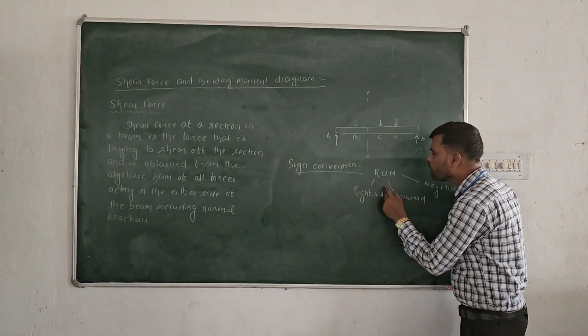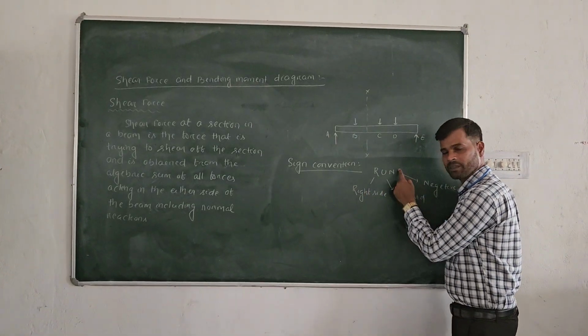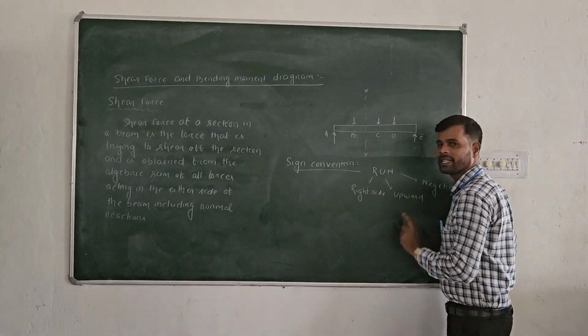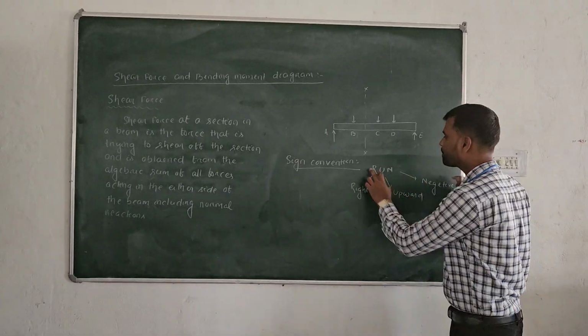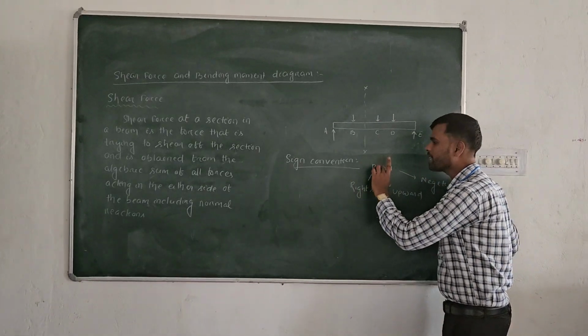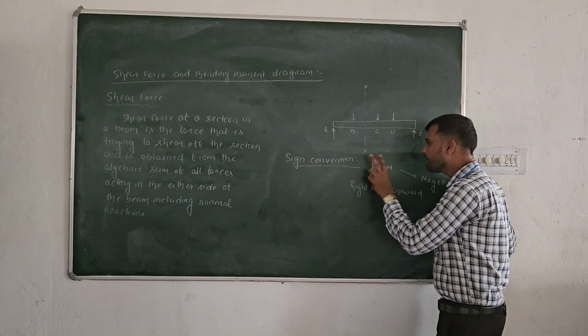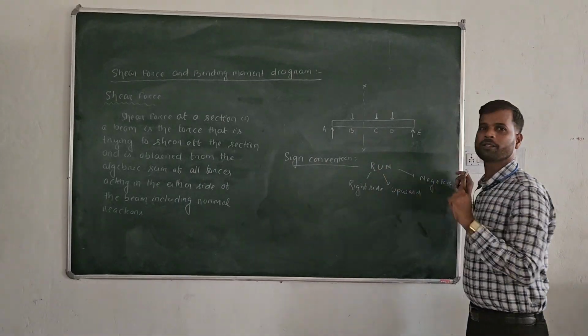If the left side is going upward, that means it is positive. If the left side is going downward, that means it is negative. Here two things are there: left and right are opposite things, and up and down are opposite things. Whenever the opposite things happen, the negative and positive will change.